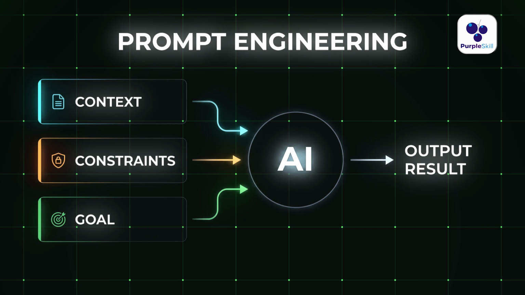Think of it this way. Your AI model is a world-class surgeon. But if you walk into the operating theater and say, "Fix me," they don't know where to start. But if you say, "Acute pain, lower right quadrant, onset 6 hours ago, fever of 101, rule out appendicitis," now they know exactly what to do. And that is prompt engineering: giving your AI the right context, the right constraints, and the right goal.